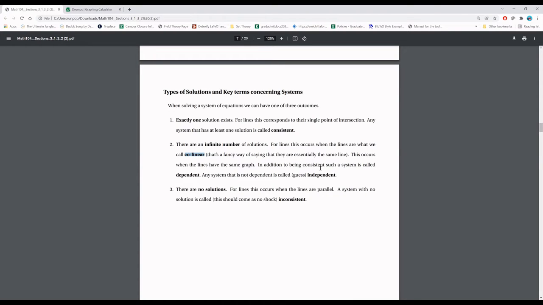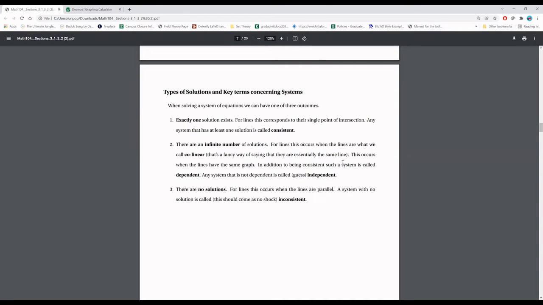Now, that system is consistent. So if we have an infinite number of solutions, we have a collinear system. It's consistent, but it's also called dependent. So there's a consistent dependent system. Any system that isn't dependent is called independent, which makes good sense.